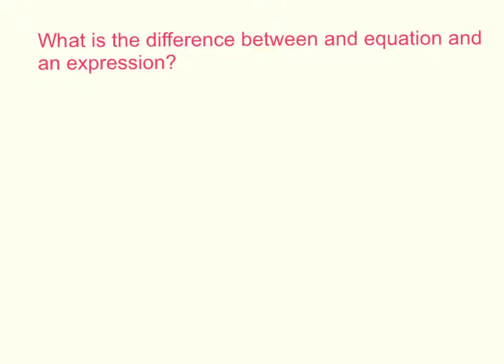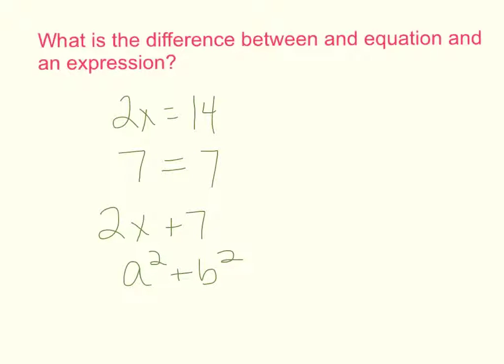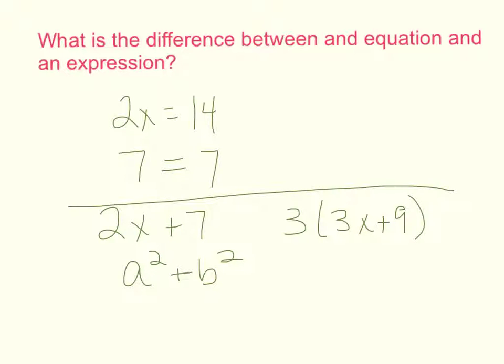All right, what is the difference between an equation and an expression? We talked about an equation a little earlier in the video. Remember, anything that has an equal sign is an equation. An expression is something that does not have an equal sign. So 2x plus 7, a squared plus b squared, our distributive property, 3 times (3x plus 9). These are all expressions, and these up here have equal signs, so they're equations.